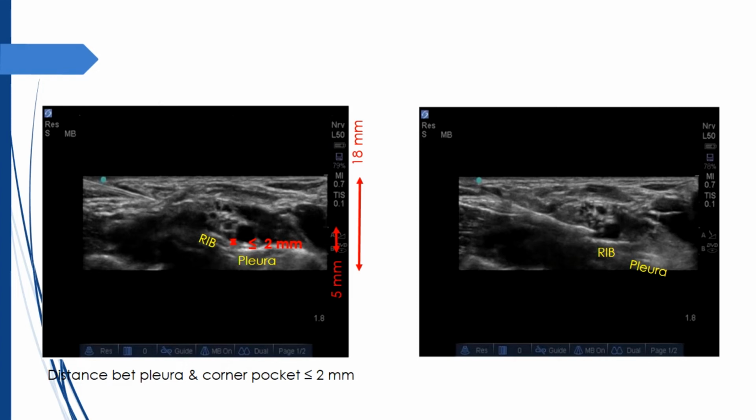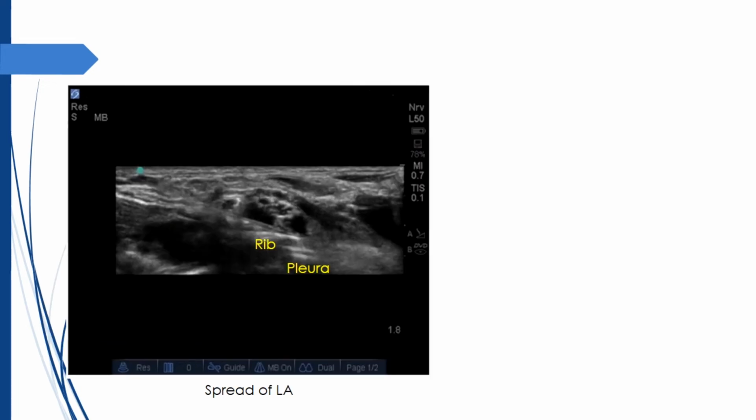Now, should I inject the local anesthetic or should I withdraw the needle? I probably shall not withdraw the needle, but shall ensure that my needle tip is continuously under visualization. I shall feel a small pop and inject the local anesthetic. There's a good spread of local anesthetic. This is just around 2 ml of local that has been injected.